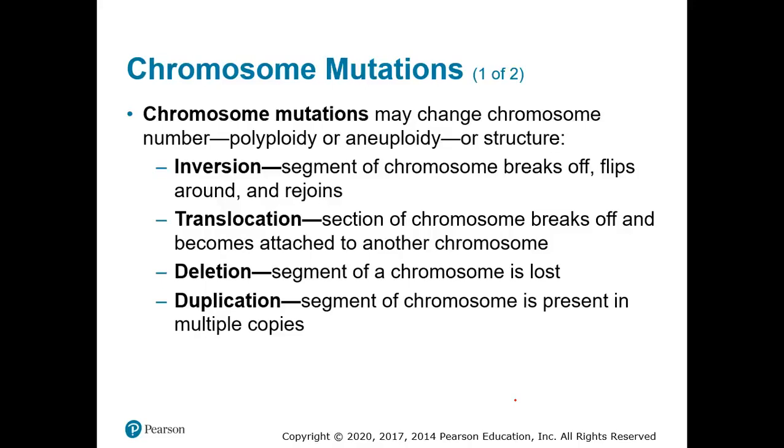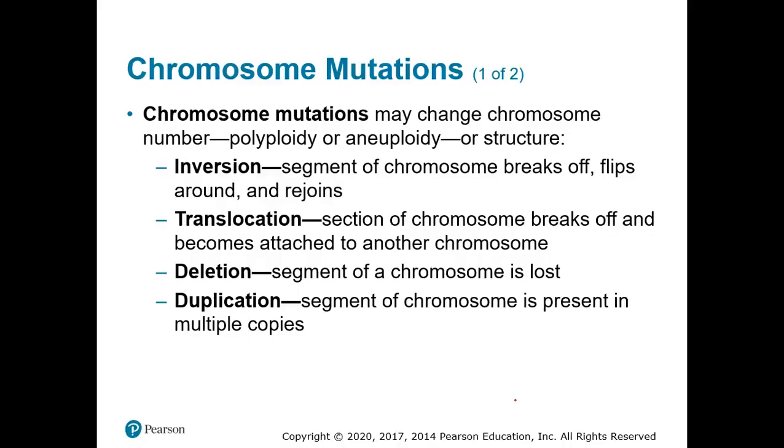So what about chromosome level mutations? These are much bigger in scale. It's not a few bases being changed. Now we're completely changing chromosomes. Now, this can be something like polyploidy or aneuploidy, right? An extra chromosome or one too few. That's an example of a chromosome mutation.